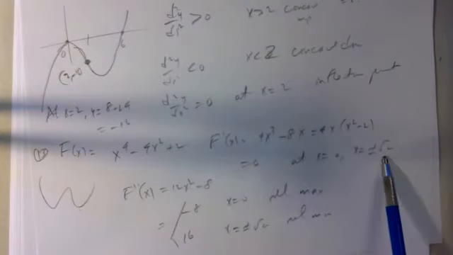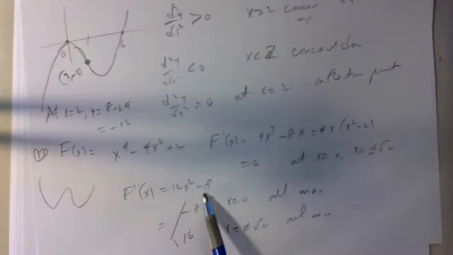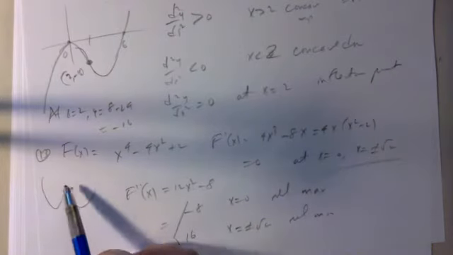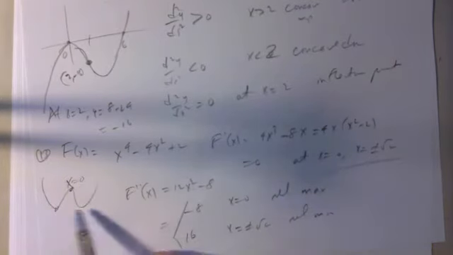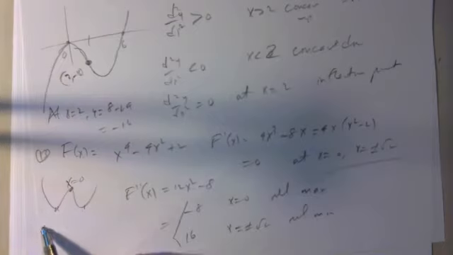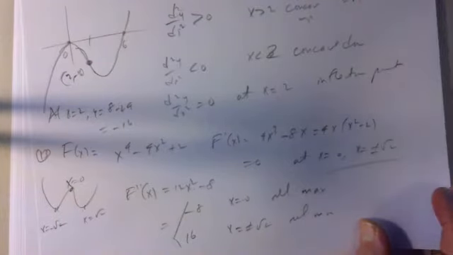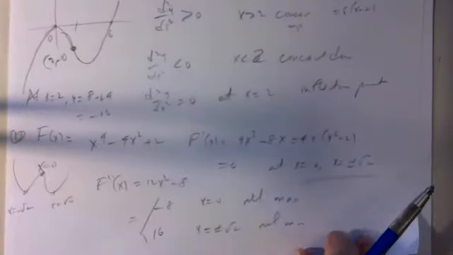Take the first derivative. It's 0 at 0 and plus or minus square root of 2. Evaluate the second derivative at the critical numbers. One is negative. That's your relative max. And two of them are positive. So these are your relative mins, minus root 2 and plus root 2. Okay. That's 13.